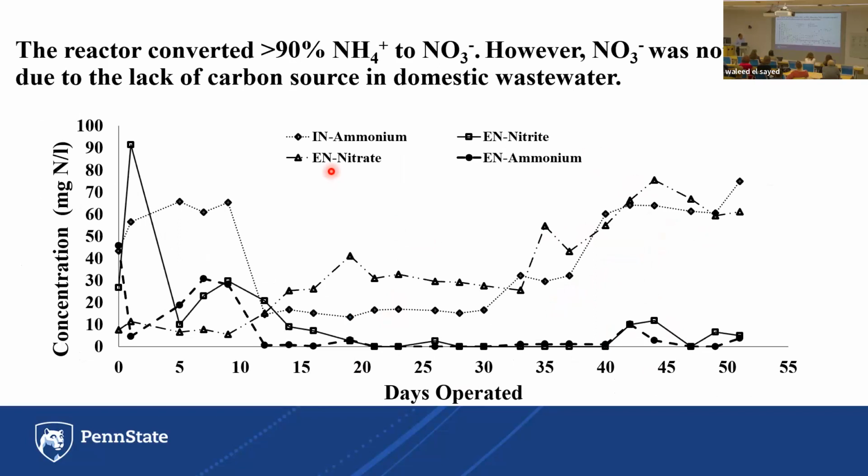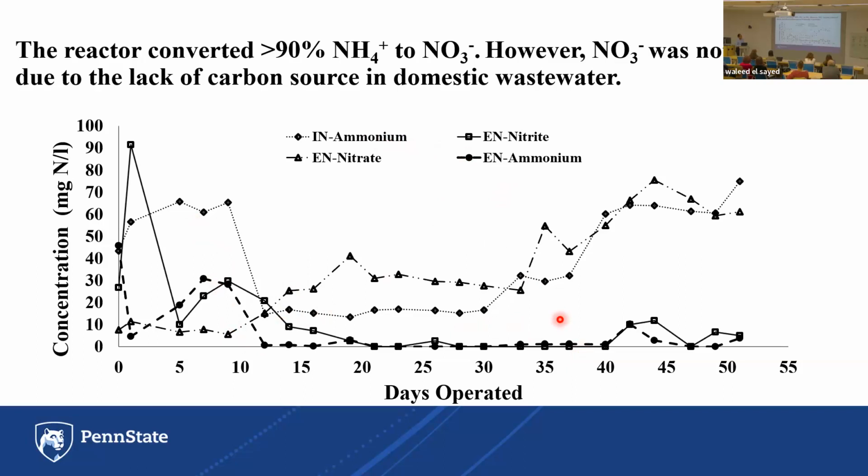Also, to recognize the effect of the operation on the system, we measured the concentrations of different nutrients, ammonia, nitrate, and nitrite, in the effluent and influent. As you see in the figure, there is a low concentration of ammonia in the effluent compared with the influent, and the percentage of ammonia removal reached more than 90%.